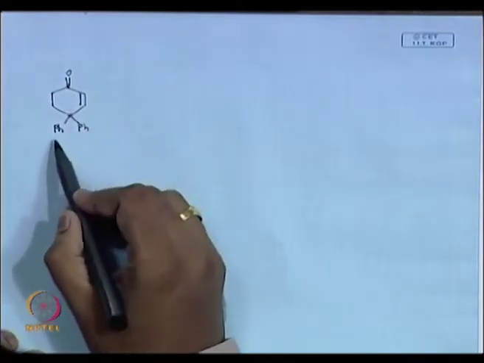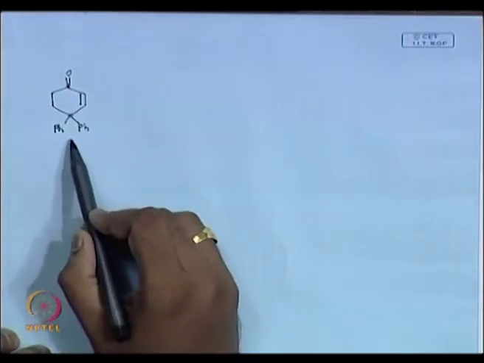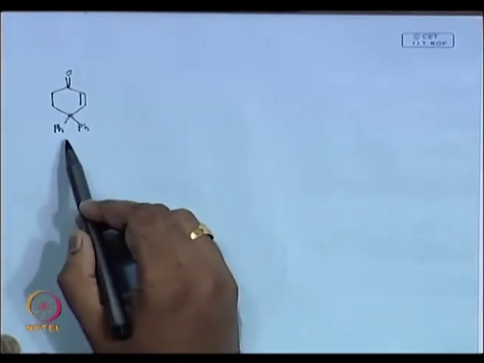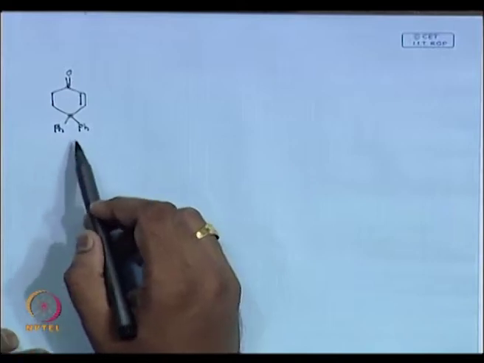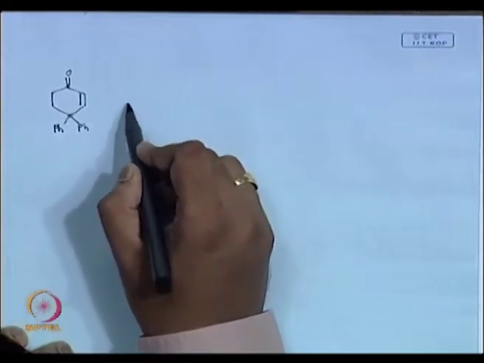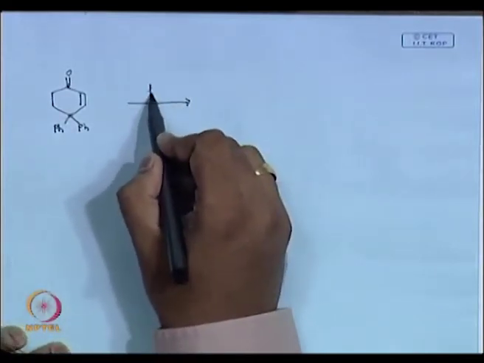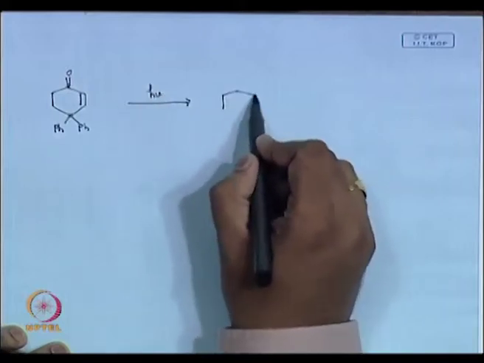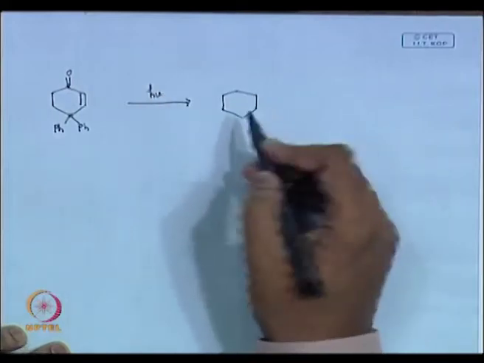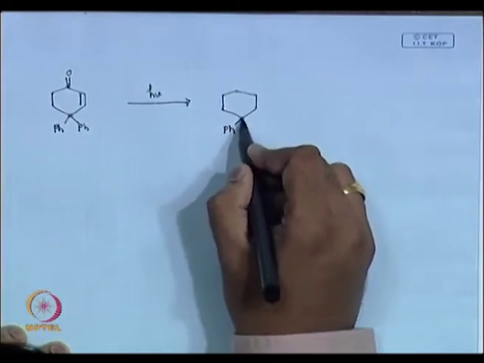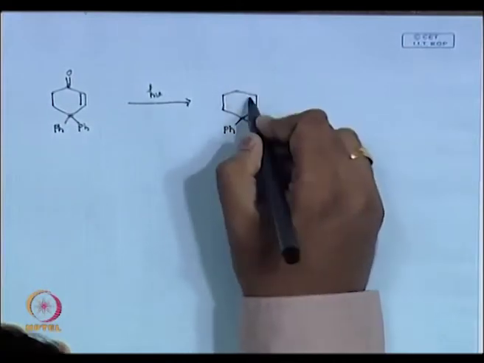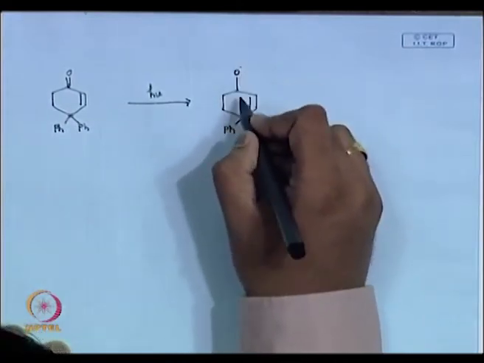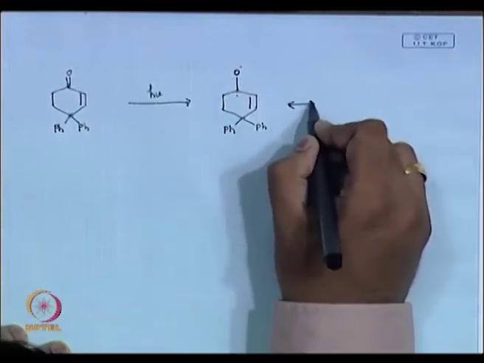So the same compound I have taken, a cyclohexanone system, but in this case I am specific with my substituent. Previously I was putting R, now I am putting phenyl. So what happens, we will see. When you irradiate this, you know it goes to singlet, triplet, all this intersystem crossing. Then you end up with your nice O radical.